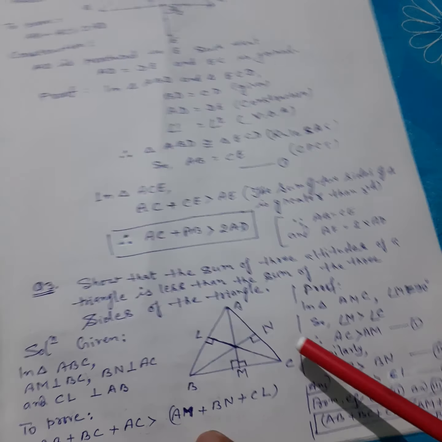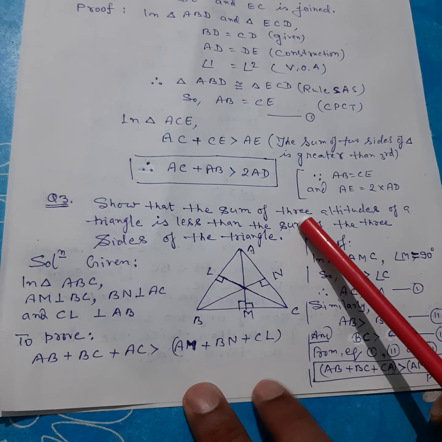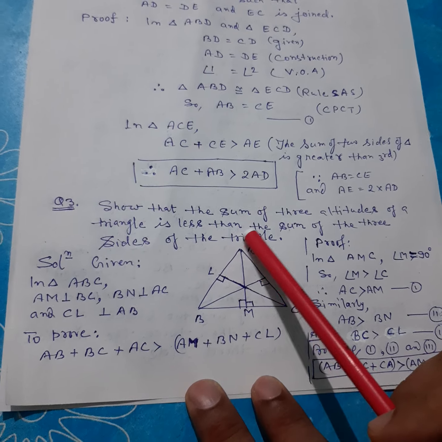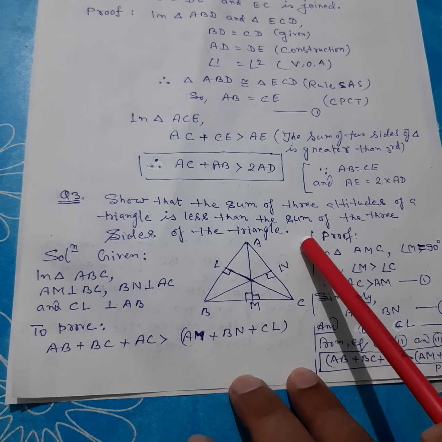Now using equation 1, in place of CE we can write AB, and in place of AE we can write 2AD. Now the next question: prove that the sum of three altitudes of a triangle is less than the sum of three sides of a triangle.